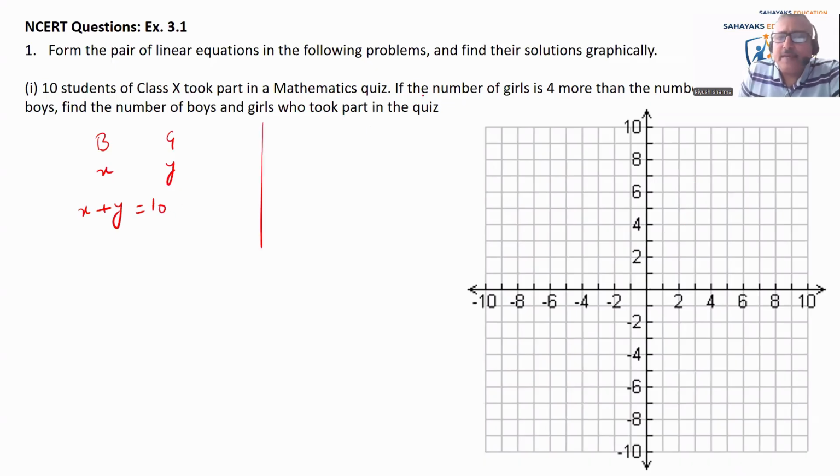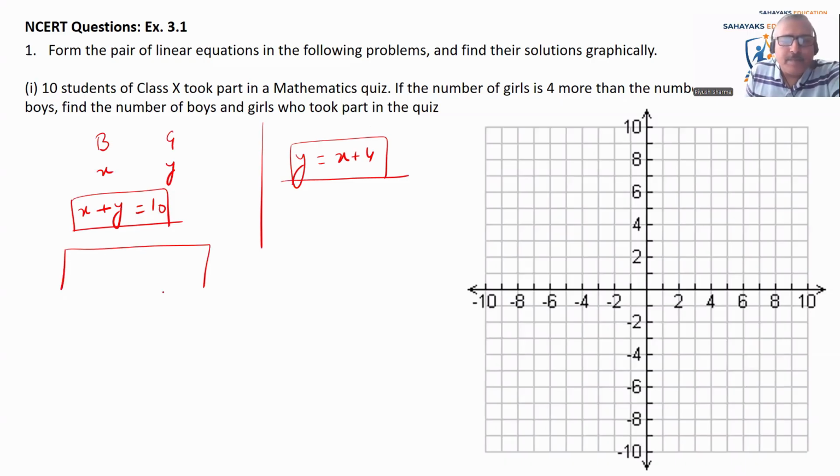What they're saying is, if the number of girls is 4 more than the number of boys, so girls is y, so y is 4 more than the number of boys. This is the second equation. So this is the first equation, and this comes out to be the second equation. So we have to find the number of boys and girls who took part in the quiz. From this, we can make a table again, and after making the table, we'll make the graphs.